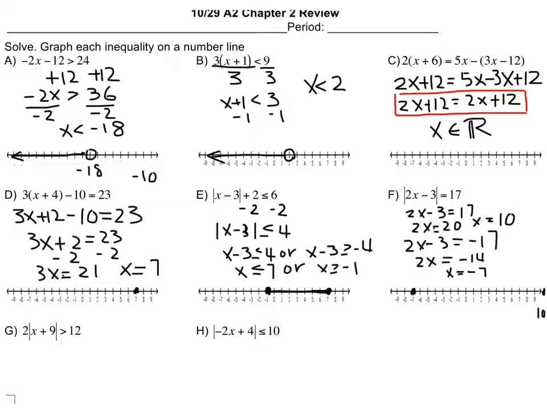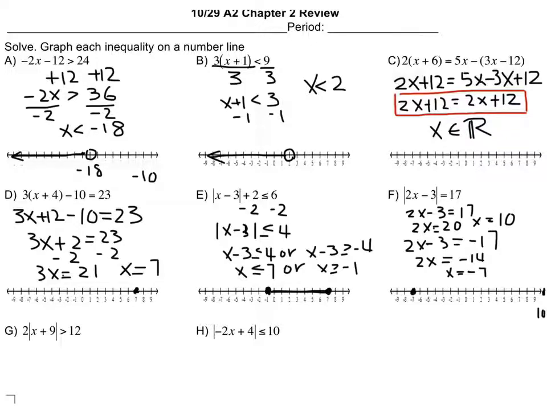Take a look at question number A. Negative 2x minus 12 greater than 12. So first thing, I want to isolate the x. I want to keep x all by itself on one side. So I'm going to add 12 to both sides. Then I divide by negative 2.